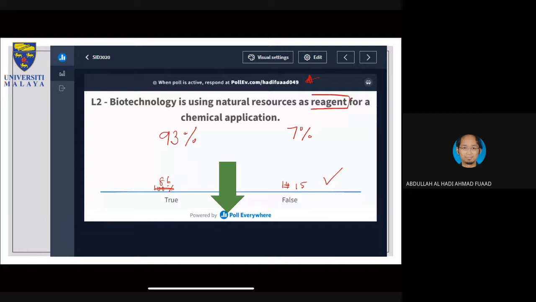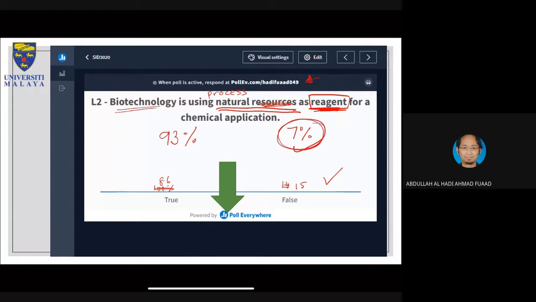However, one critical info is that the reagent itself doesn't need to be natural. It can be from synthetic resources, and then you put it into a cell, or you put it as a media for a cell, and then the cell can still use it. So it doesn't have to be natural resources. It will still work. That's one thing. Second thing, I didn't write the question properly, but biotechnology, by definition, is about process, and it's not about reagent or resources. So I would say the answer is more towards the 7% over here.